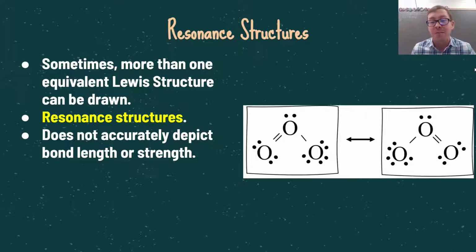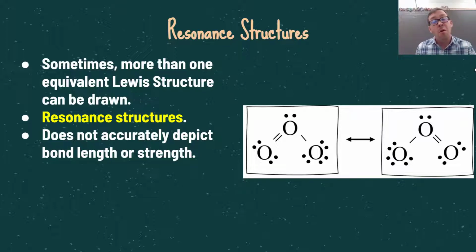Well, those are known as resonance structures. Now, one thing to keep in mind here is that this does not accurately depict the bond length or the strength that is present in this resonance structure. That is, this truly isn't representative of one double bond and one single bond. 50% of the molecules in a sample of ozone are going to have a structure that looks like what is on the left, and then 50% are going to look like what is on the right.